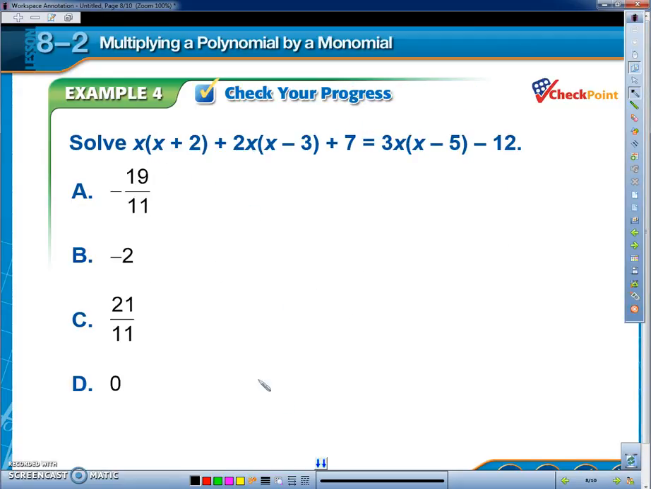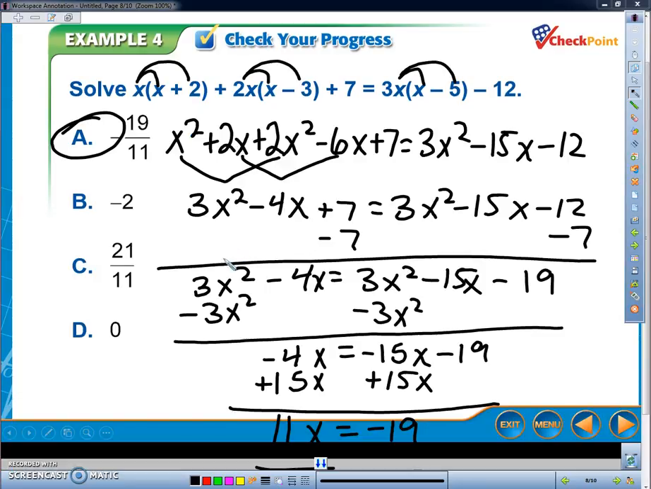I'm going to pause this and let you solve it. Okay, guys, first off, this is a long problem. All right, there is a lot of steps to this. Let me walk you through.